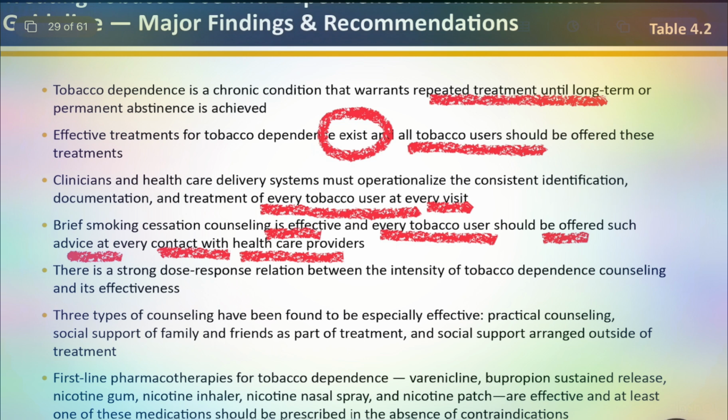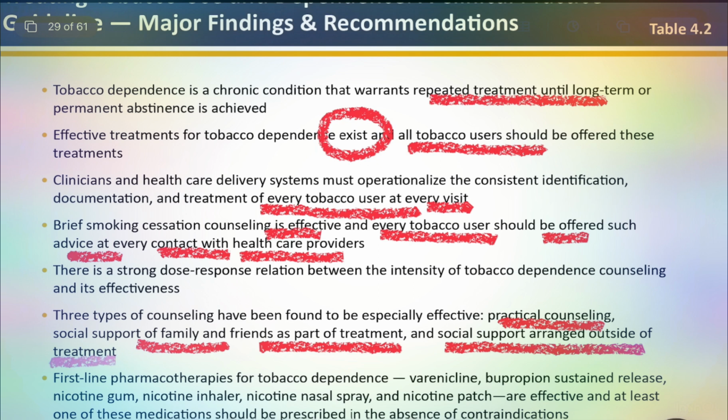First is practical counseling. Second is social support of family and friends as a part of treatment, and social support arranged outside of the treatment. They are telling first line pharmacotherapy for tobacco dependence are varenicline, very very important.